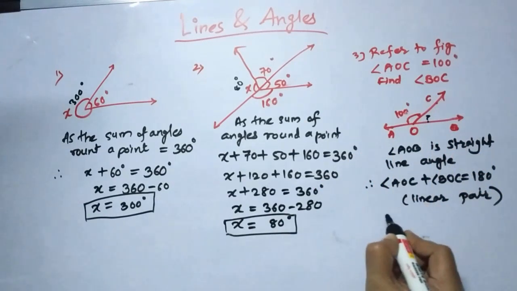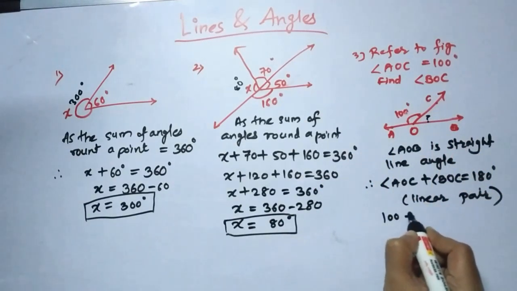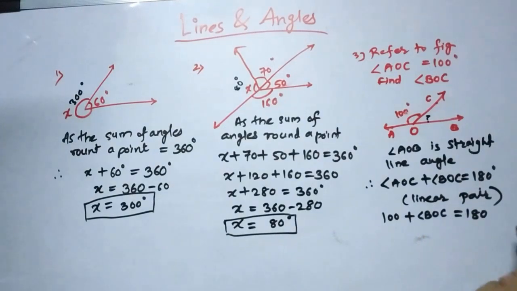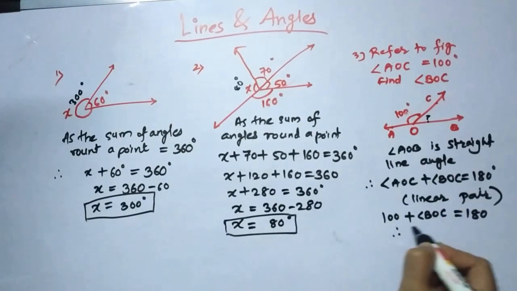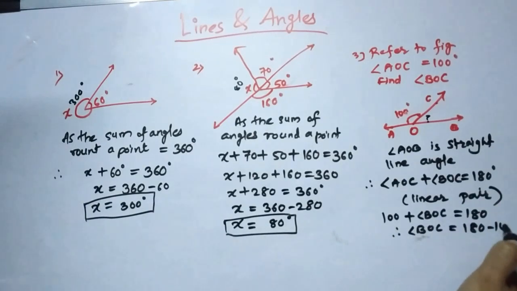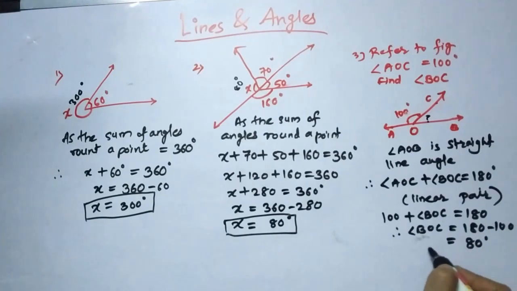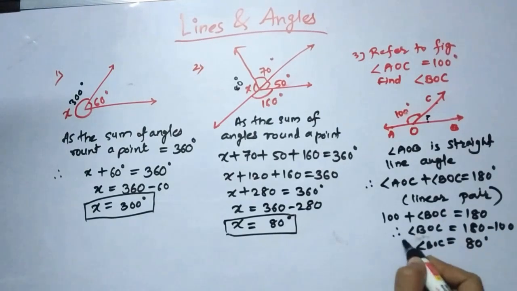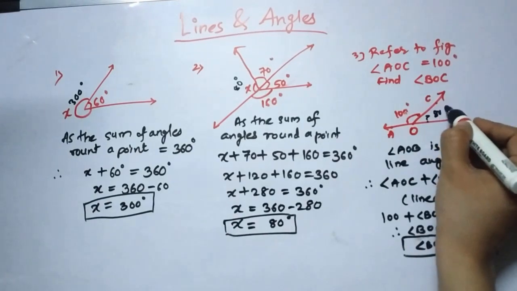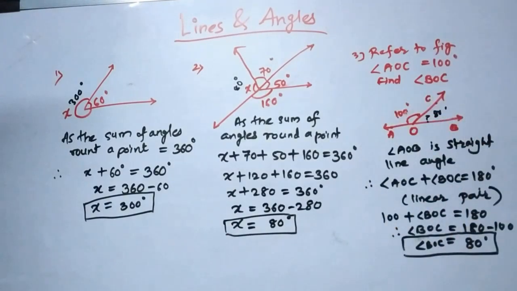AOC is already given as 100 degrees, plus angle BOC we need to find out. So we'll find, therefore, angle BOC is equal to 180 minus 100. Just simply write down 80 degrees. So friends, angle BOC is what? 80 degrees. This angle is 80 degrees because this is making a linear pair.